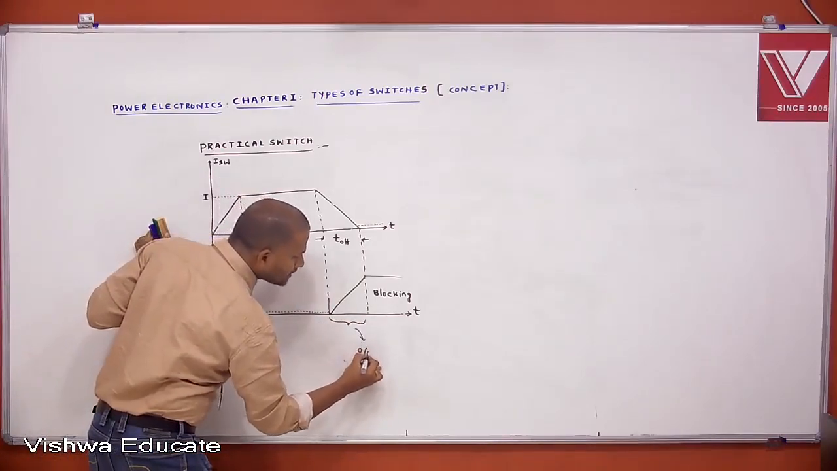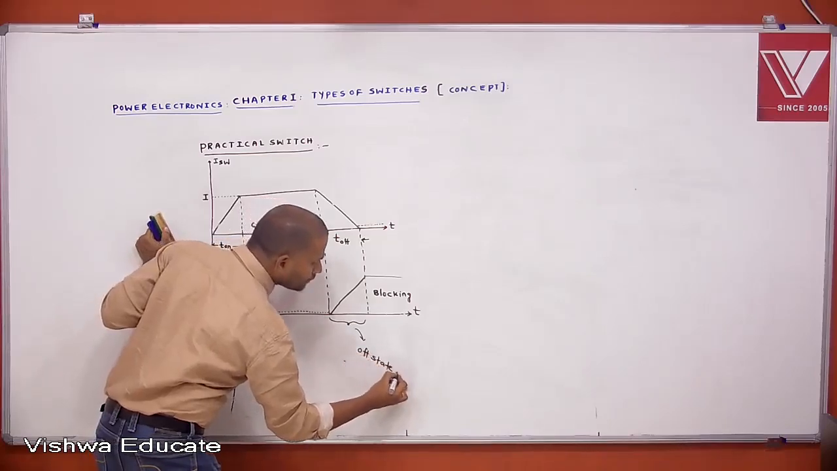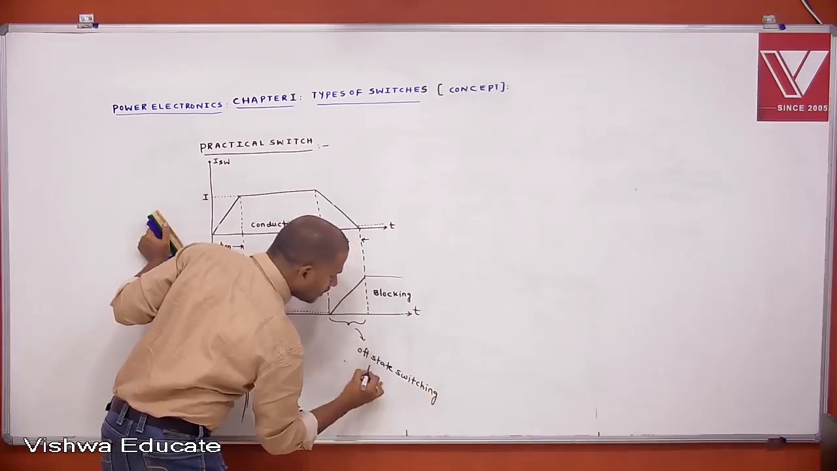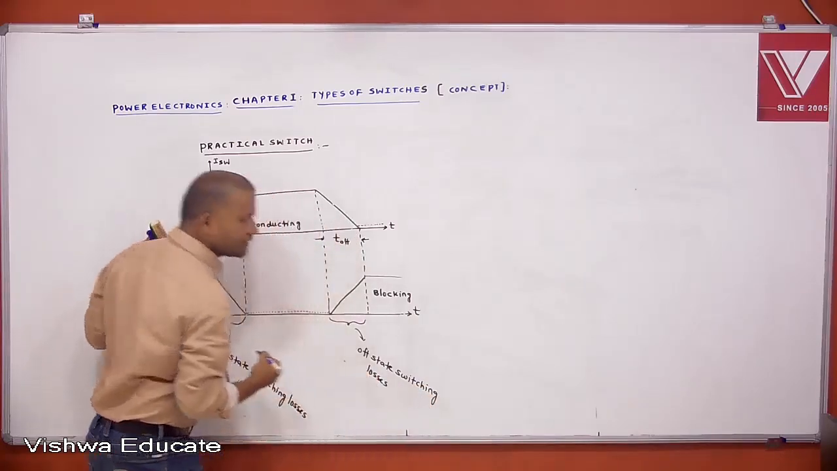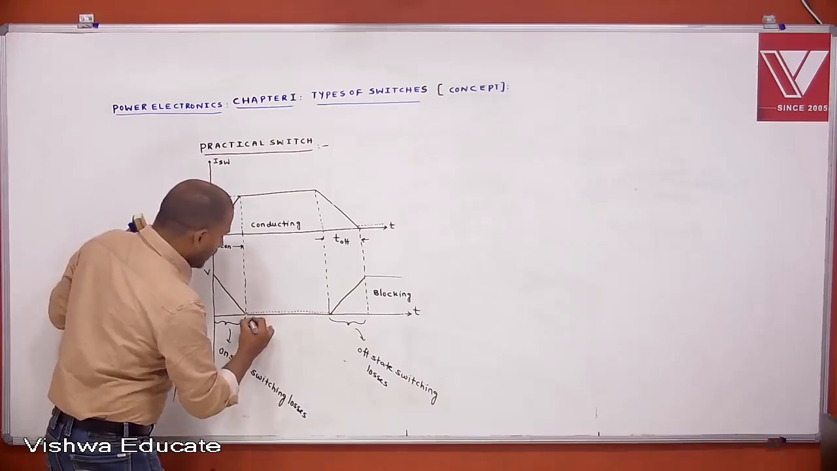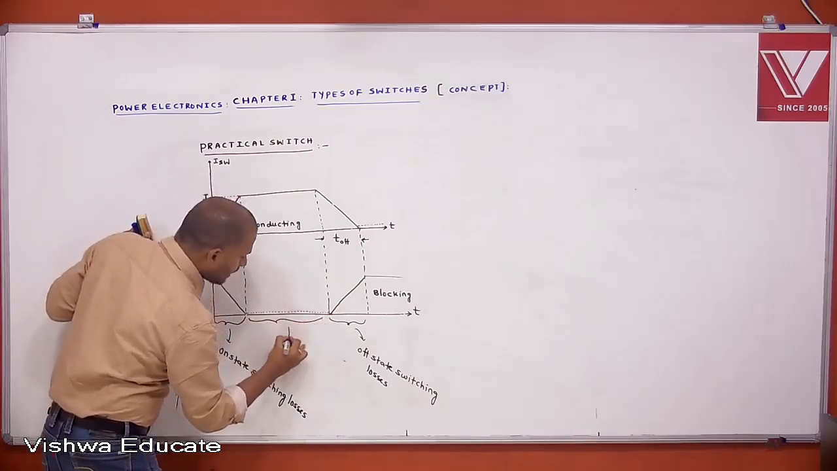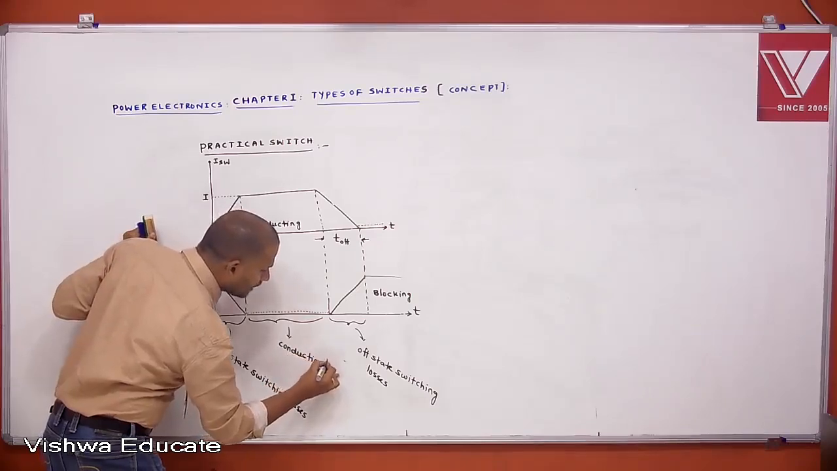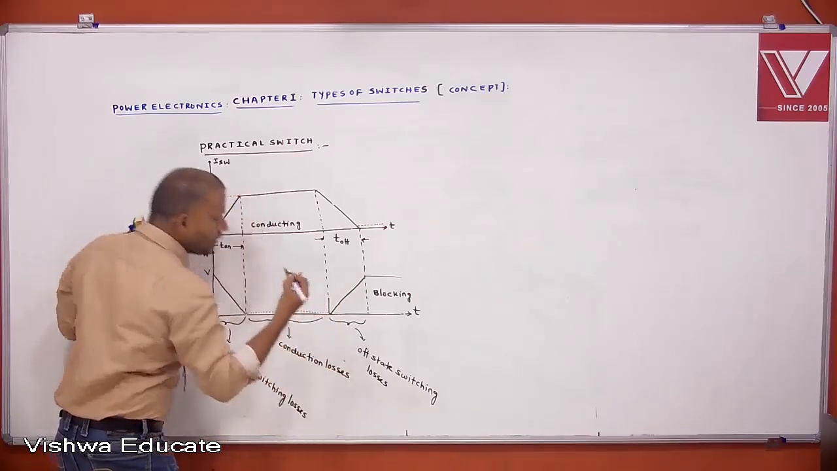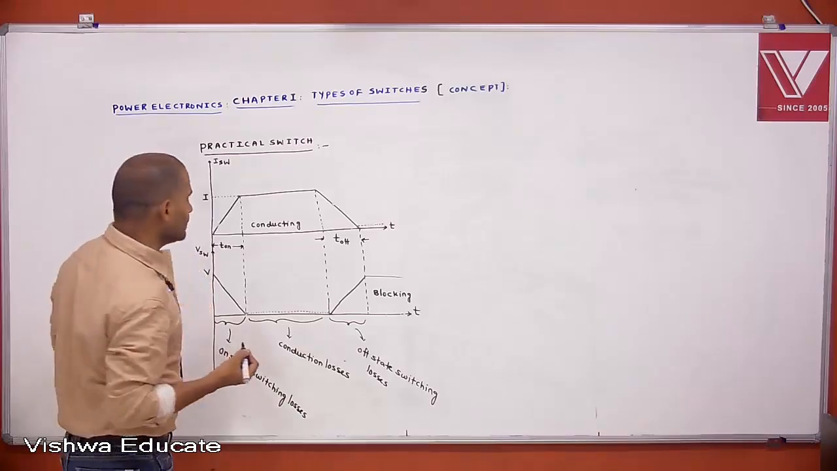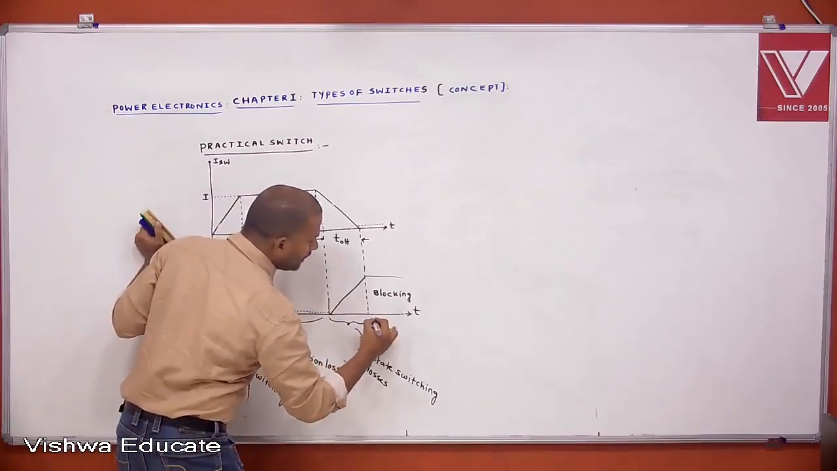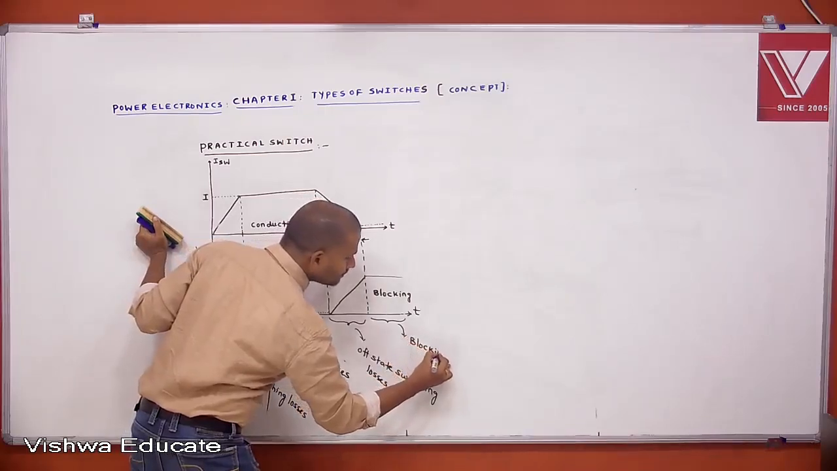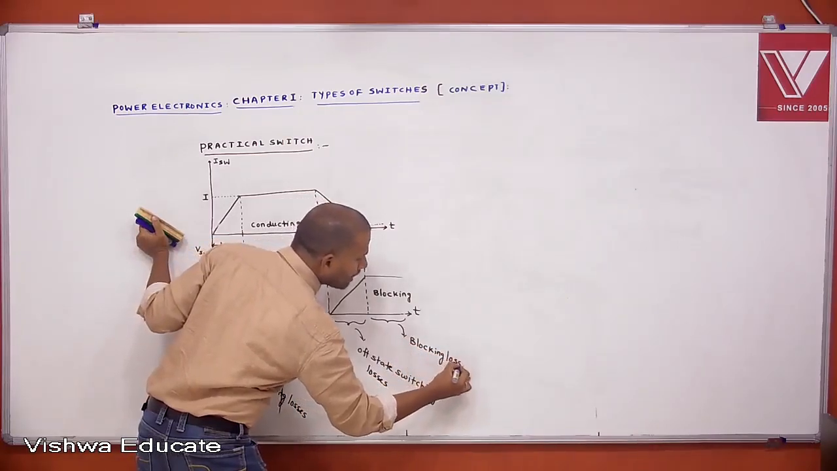During this time, off state switching losses exist. And during this time, conduction losses exist. And during this time, blocking losses exist.